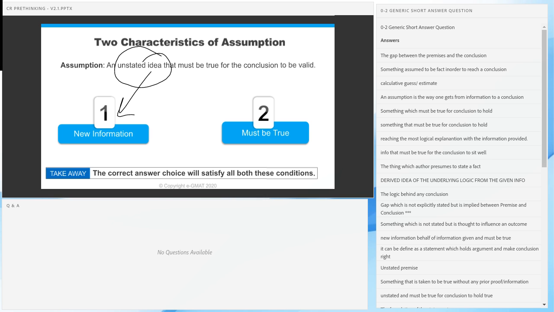The second thing is that it is required for the conclusion. Without an assumption, there would be ways to break the conclusion down, or in many ways, an assumption plugs gaps in the argument. Think of a leaky roof. An assumption is something that plugs that leak, which is, if you want to have a roof that doesn't leak, then an assumption is required in many ways. Okay, and every assumption will satisfy both these conditions. A statement that doesn't satisfy either one of these is never going to be a correct answer choice.